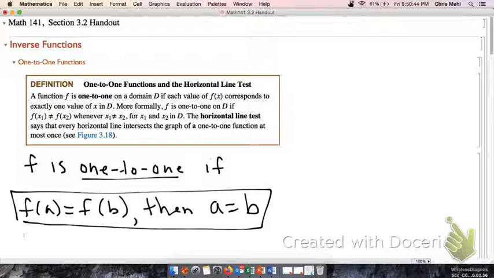And a function that is one-to-one, so if you remember, the way you can know if a graph is a function, it has to pass the vertical line test. Once you know it passes the vertical line test, the function is said to be one-to-one if it passes the horizontal line test, which says that every horizontal line can only intersect the graph of a one-to-one function at most one time.